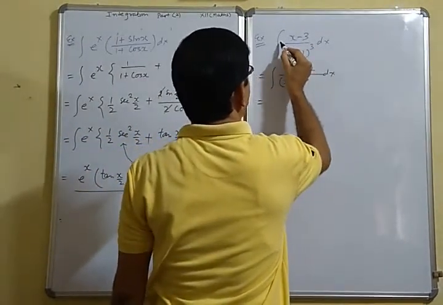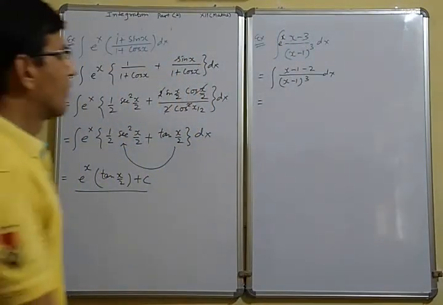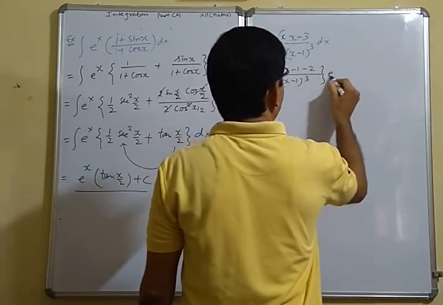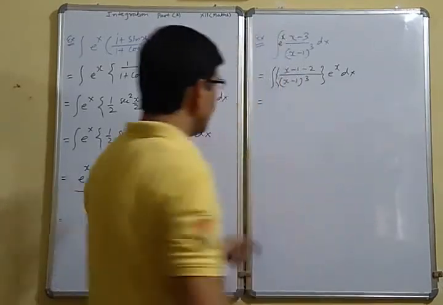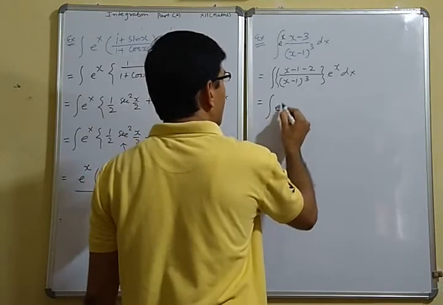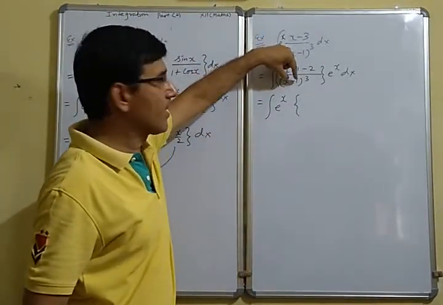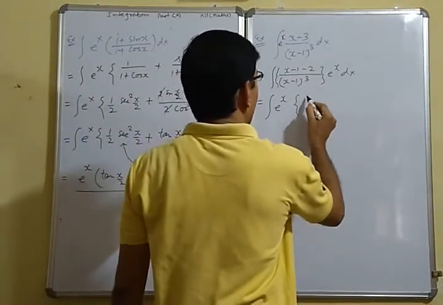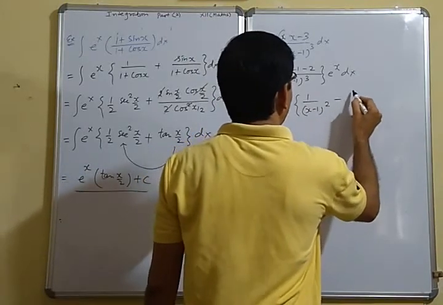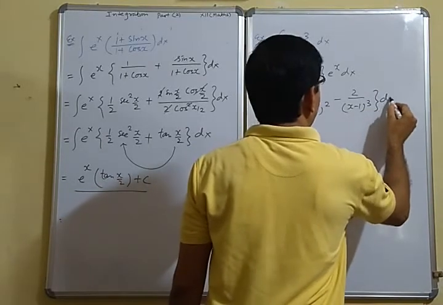So e raised to power x is there, so we'll write it as this into e raised to power x dx. So (x minus 1) upon (x minus 1) whole cube. Now again what we can write? e raised to power x in bracket, it becomes 1 upon (x minus 1) whole square minus 2 upon (x minus 1) whole cube dx.